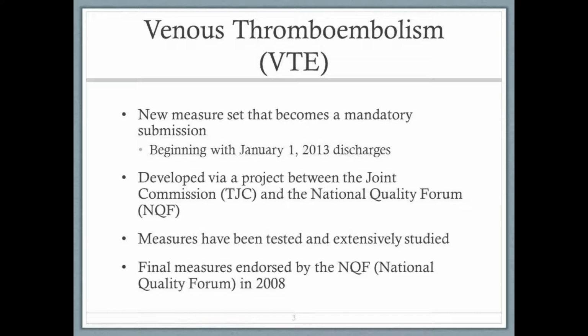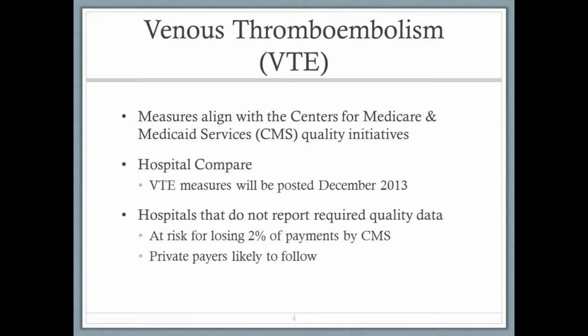So from an overview, from a background standpoint, this is, again, a new measure set that has become mandatory by the Joint Commission, as well as CMS, starting January 1st of this year. In the past, it's been a voluntary measure. However, starting this year, it's going to be required for providers to submit their data for quality reporting. It's been developed throughout the years via a joint effort between the Joint Commission as well as the National Quality Forum. The National Quality Forum is a nonprofit organization that is involved in promoting healthcare quality throughout the United States. And with these measures, there's extensive evidence, and we're going to go through some of the evidence as to how these measures came about and why these measures are being looked at by these agencies. Again, these measures align with what CMS is trying to accomplish. They're trying to improve the quality of care for their patients.